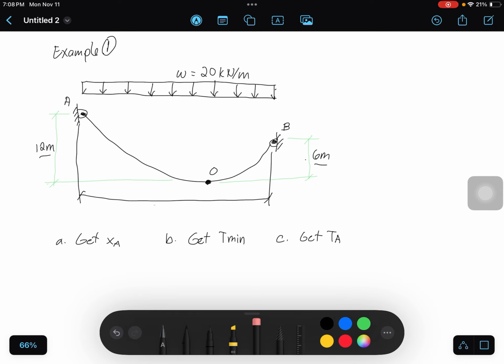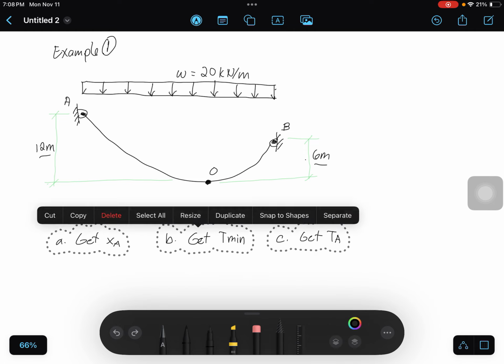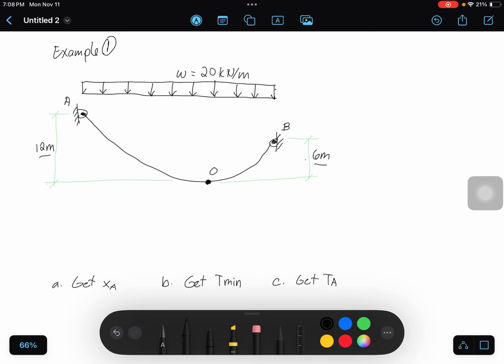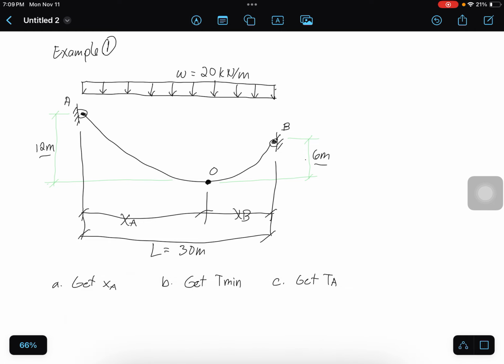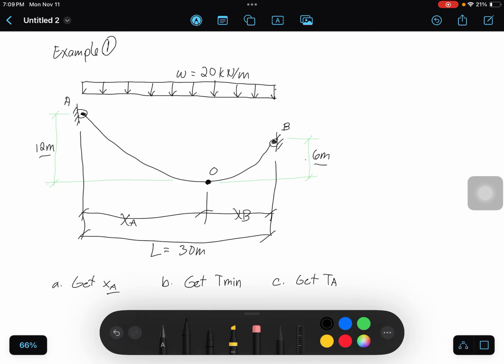And let me fix it. Move ko lang to para may space para sa mga dimensions. So, meron na tayo mga height. Then, yung sa mga horizontal dimensions naman. So, this is XA, this is XB, and then the total length nila is L. For this problem, the L is 30 meters. So, yun. Kompleto na mga given. So, let's get first XA, and then T minimum, and then TA. Okay?